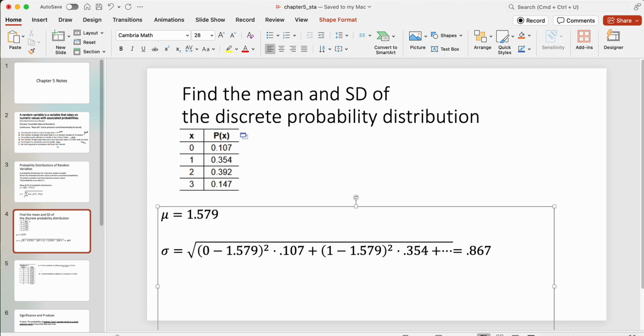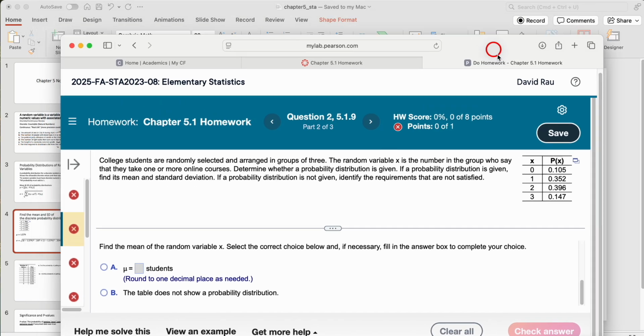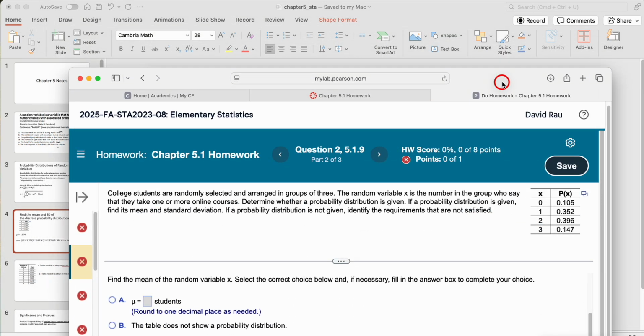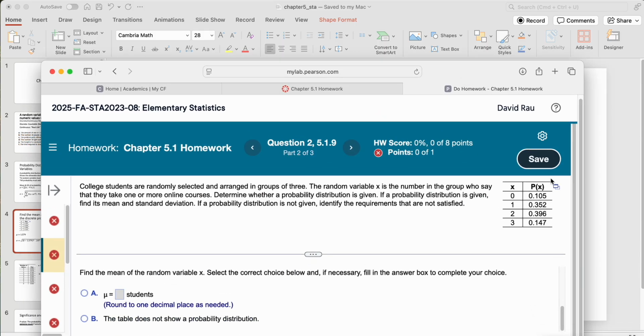Alright, now let's see what happens here for us. Let's see, are those the same numbers? 107, 352. Well, they'll be a little bit different, but we can go ahead and correct that.